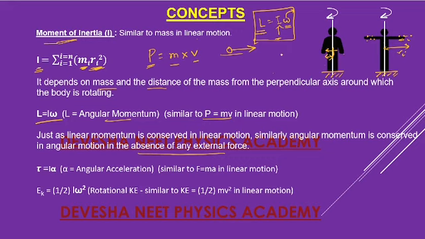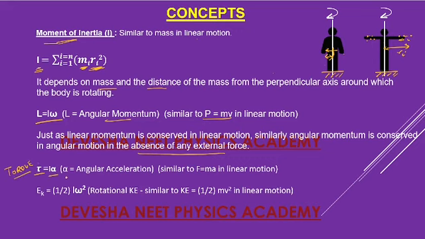So the next formula we need to know is tau, which we have already gone through earlier. It is torque. Torque is equal to I alpha. Now this is very analogous to force is equal to mass into acceleration. Tau represents the force in rotational motion, I represents the mass we had in linear motion, and alpha is the angular acceleration.